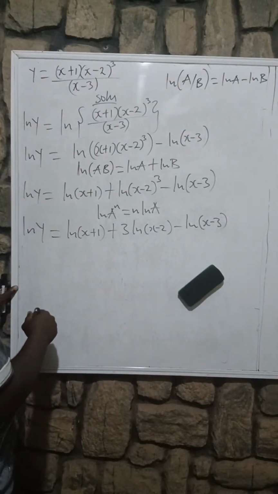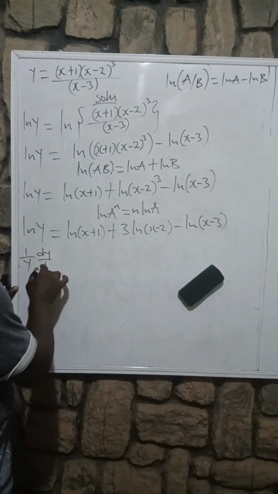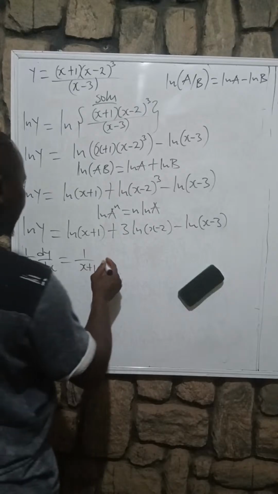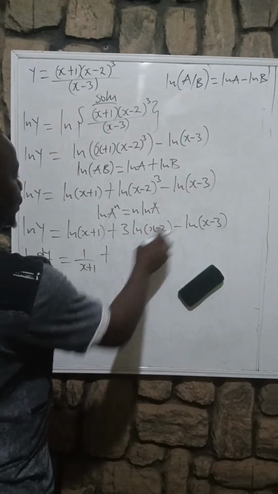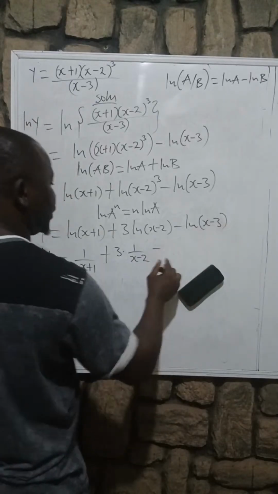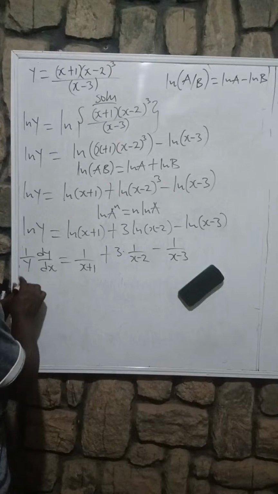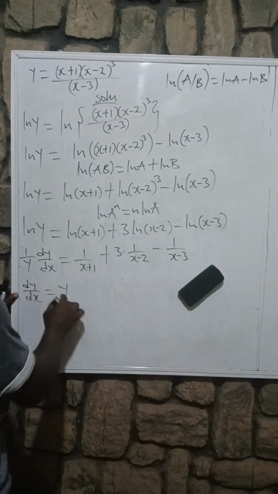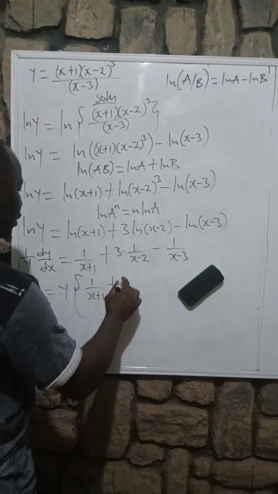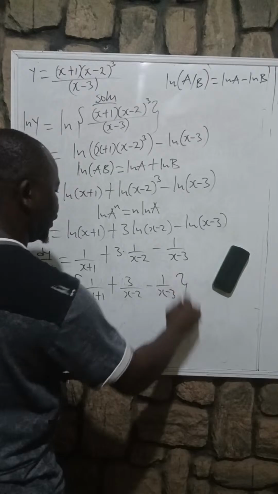Okay, so if you can see what I am saying, we have to differentiate both sides. 1 over y, dy over dx is equal to, if we differentiate ln of (x plus 1), we are going to have 1 over x plus 1, then plus, differentiate ln of (x minus 2), we are going to have 3 times 1 over x minus 2, then minus, differentiate ln of (x minus 3), 1 over x minus 3, right? So far so good. We cross multiply: dy over dx is equal to y times (1 over x plus 1 plus 3 over x minus 2 minus 1 over x minus 3). True or false?